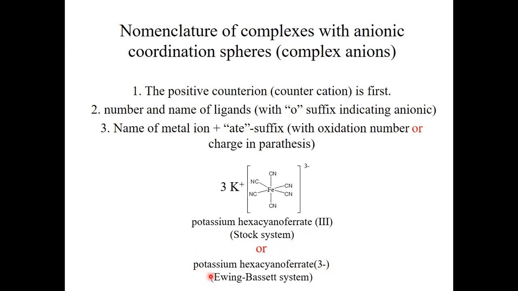We call this nomenclature the nomenclature in the Ewens-Bassett system. So you can use either of the two, but you need to know them both, and you have to be able to do them both, and you also need to know to which system the respective nomenclature belongs. So in an exam, if I ask you to do the nomenclature according to the Stock system, in this case, don't place a 3- behind, that will cost you points, but you would have to place Roman numerals behind the name to indicate the oxidation number.